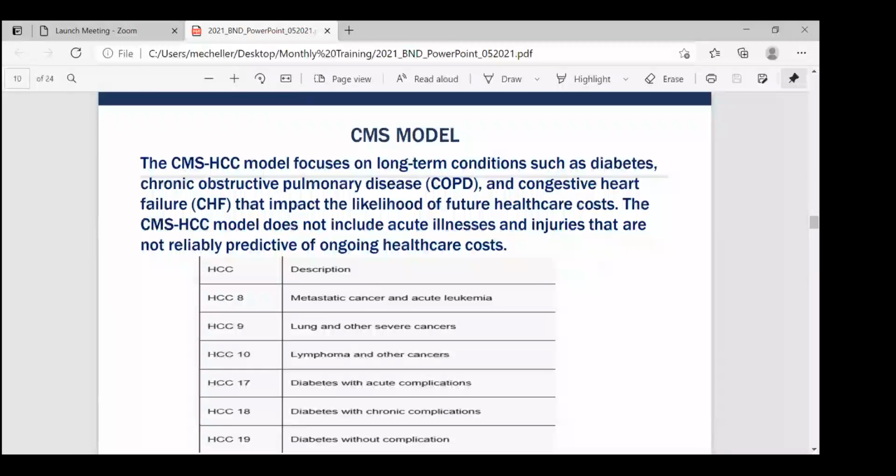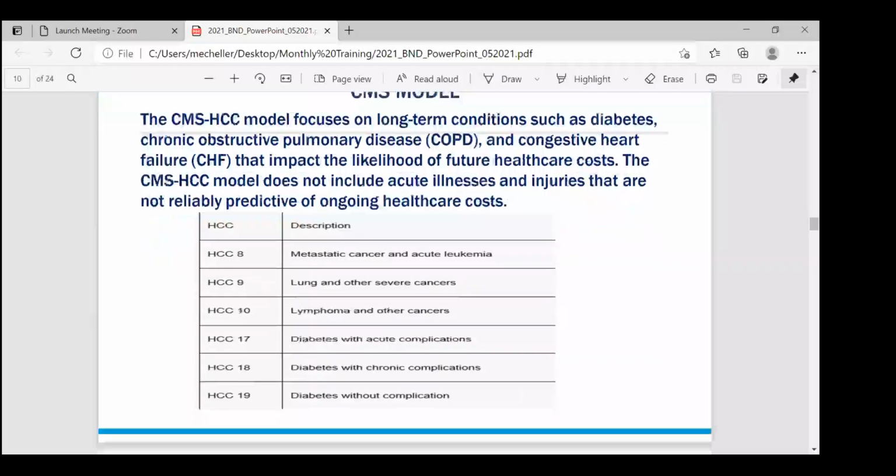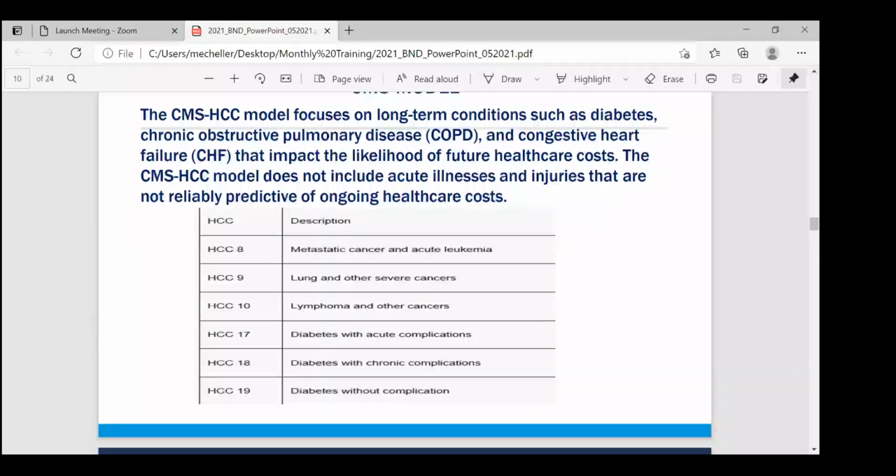So here's just the CMS model. We're focusing on long-term conditions such as diabetes, COPD, congestive heart failure, that impact future healthcare costs. This is a table that comes from the model. It basically shows an HCC code table with samples of some of the diagnoses and conditions. I added HCC 8 here because we tend to see a lot of cancer diagnoses or leukemia diagnoses, but there's documentation to identify when those conditions are metastasized, and that will drive your HCC payment.